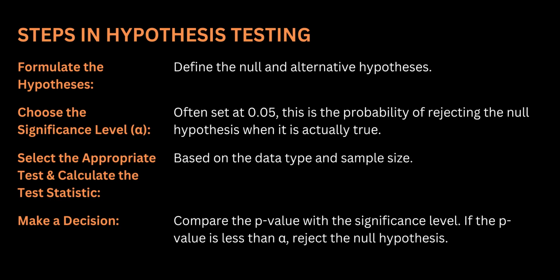Now, there are several steps in hypothesis testing. I'll take them one by one. Number one, formulate the hypothesis. Define the null and alternative hypothesis. Second is choose the significance level. Often set at 0.05. This is the probability of rejecting the null hypothesis when it's actually true. Select the appropriate test and calculate the test statistic based on data type and sample size. Make a decision. Compare the p-value with the significance level. If p-value is less than significance level, reject the null hypothesis.